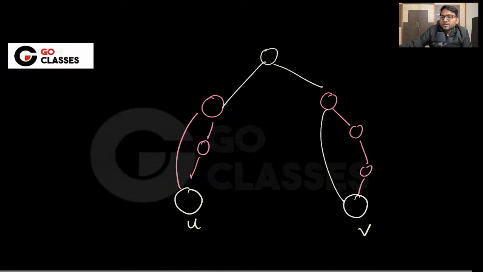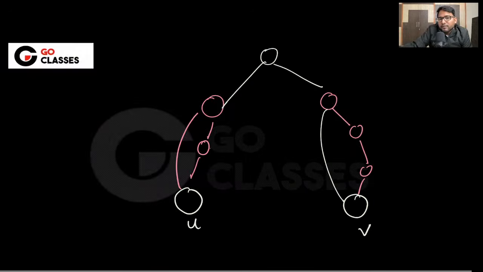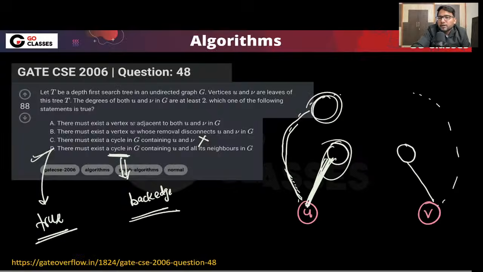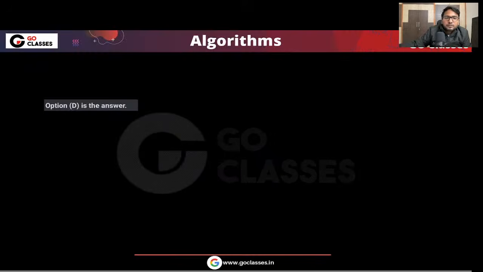that for this graph there is no adjacent. Now they are saying that there must exist a W that will disconnect U and V. No, that's also not true. We have seen that it can be part of the same subtree, and we have seen the example here. Here, I think we have seen that for U and V there is no one who disconnects U and V, right? So this was really a good question, which has got 88 upvotes, which means it was a really good question. So we have solved it. I think D is the answer. Yeah, D is the answer.